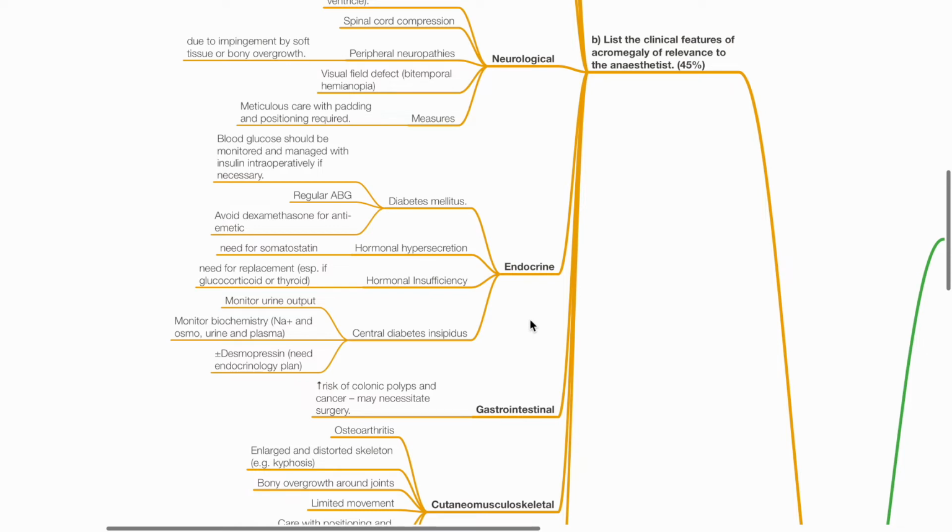There may be hormonal hypersecretion, and there may be a need for somatostatin. There may be hormonal insufficiency and need for replacement, such as glucocorticoids or thyroid hormone. There may be central diabetes insipidus. Monitor urine output, biochemistry, such as sodium, osmolality in urine and plasma. There may be a need for desmopressin and endocrinology input.